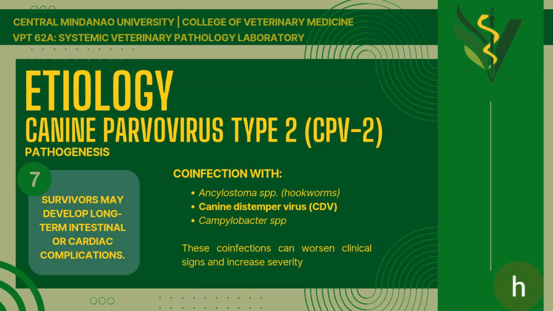Clinically, the combined effects of severe intestinal damage, dehydration, electrolyte imbalance, endotoxemia, and immunosuppression result in rapid deterioration. Without aggressive supportive therapy, hypovolemic shock, disseminated intravascular coagulation, and death may occur. In summary, the pathogenesis of CPV, or canine parvovirus infection, centers on viral replication in rapidly dividing cells, leading to hemorrhagic enteritis, leukopenia, immunosuppression, and, in young puppies, myocarditis.